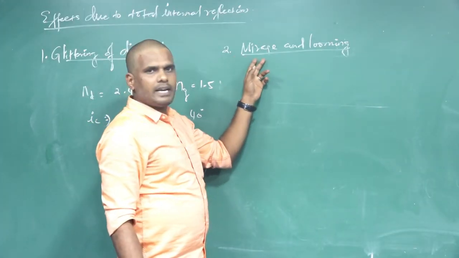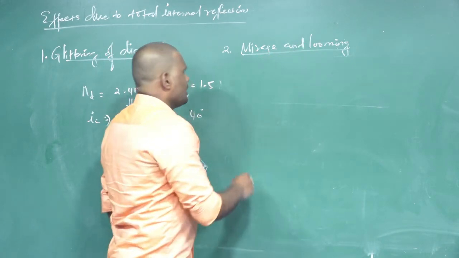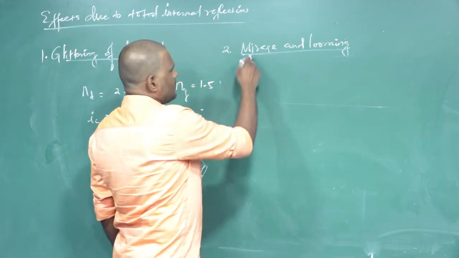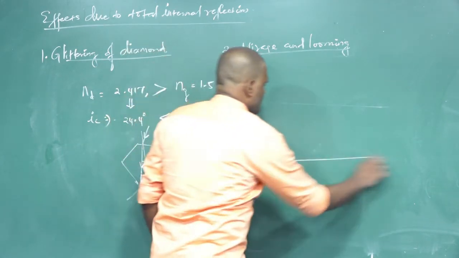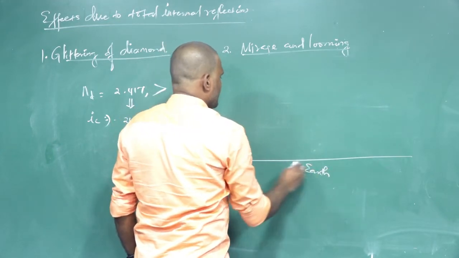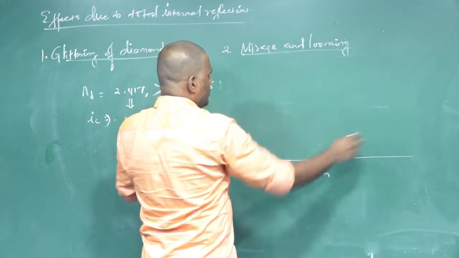We shall see the second effect, mirage and looming. These two effects happen because of total internal reflection. First we shall speak about mirage. Consider the ground surface. This is earth. Above earth there is the atmosphere.